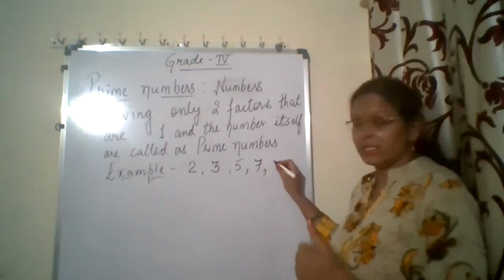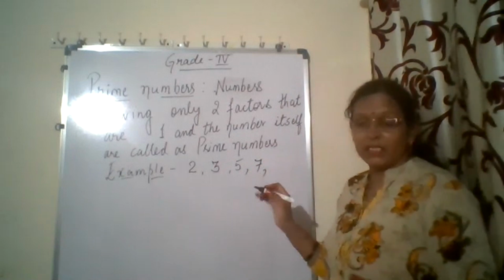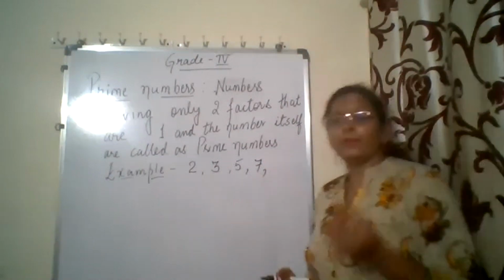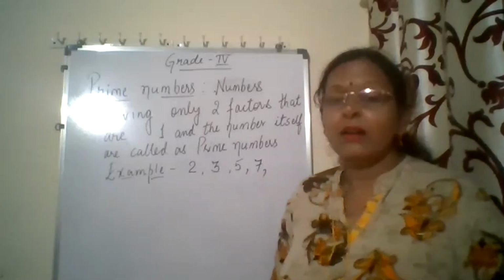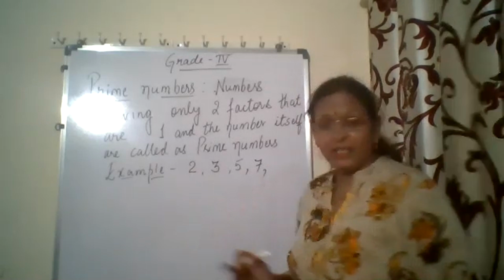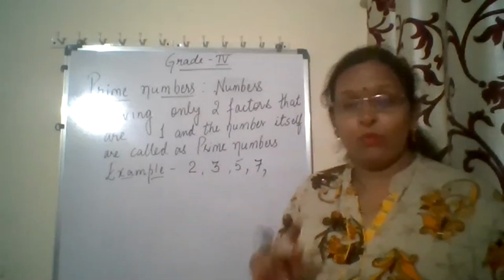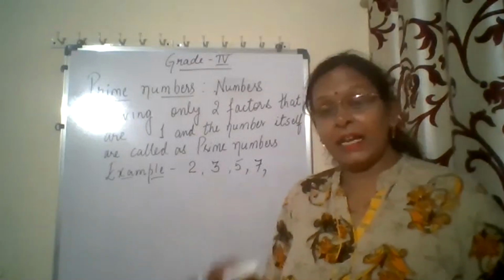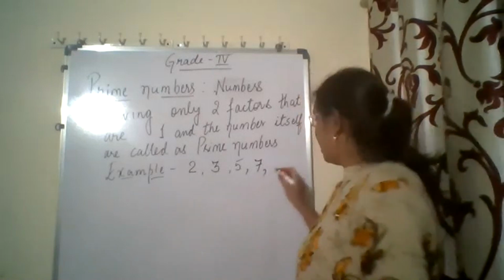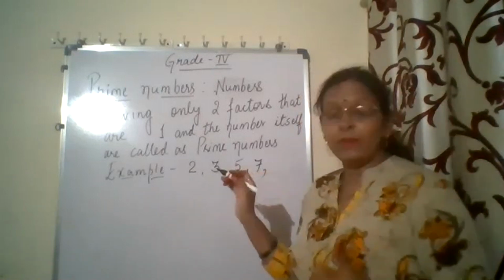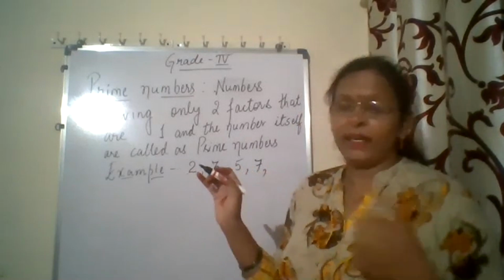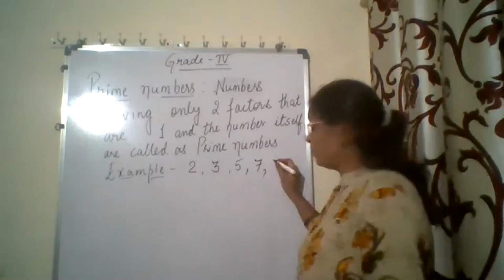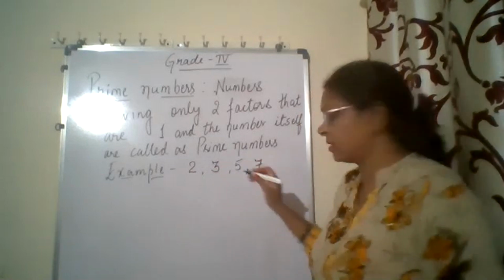8, 9, 10, no. Because 2 also divides 8. 4 also divides 8. So 8 is not a prime number. 9. 3 divides 9, 1 divides 9, and 9 divides 9. Now 10. 10 also is divisible by 2 and 5 and 1 and 10 itself. So they have more than 2 factors.